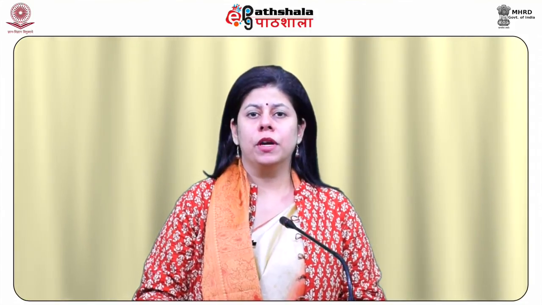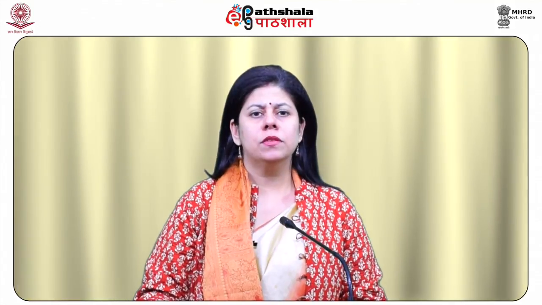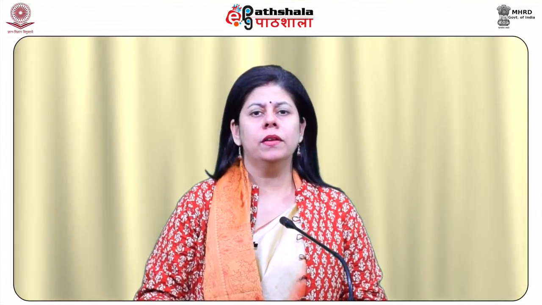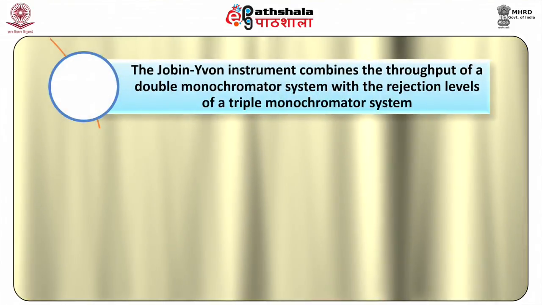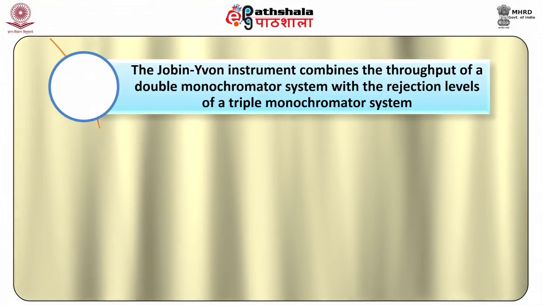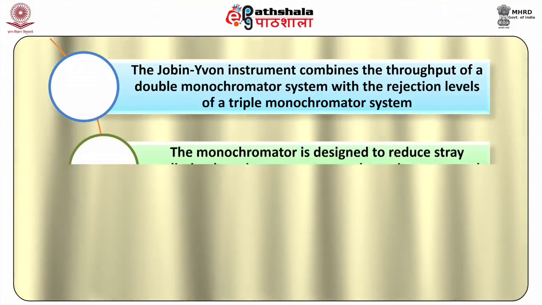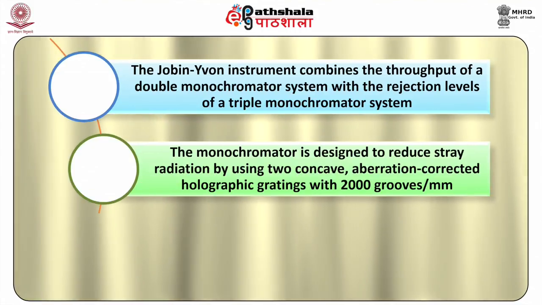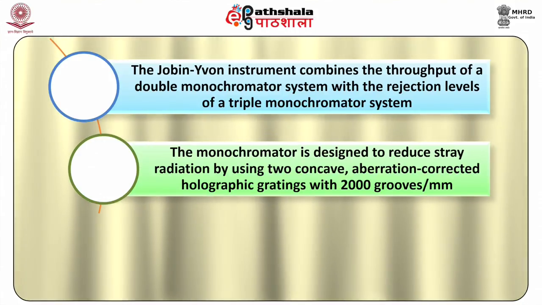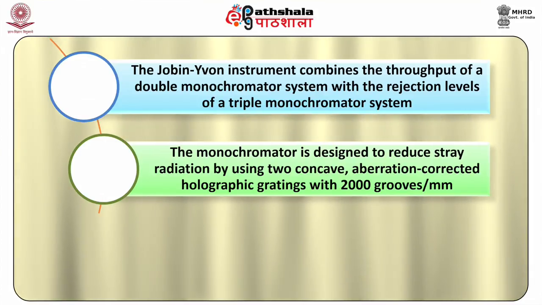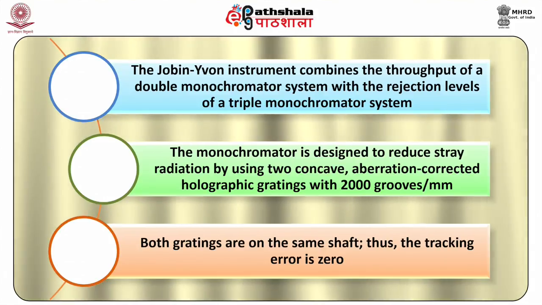Through its solid state driver circuit, the master clock maintains the correct ratio between the pulses so that scanning speeds can be varied independently from the range of the recorder. The Jobin-Yvon instrument combines the throughput of a double monochromator system with the rejection levels of a triple monochromator system. The monochromator is designed to reduce stray radiation by using two concave aberration-corrected holographic gratings with 2000 grooves per millimeter. Both gratings are on the same shaft, thus the tracking error is zero.